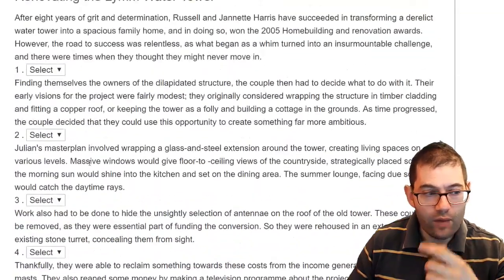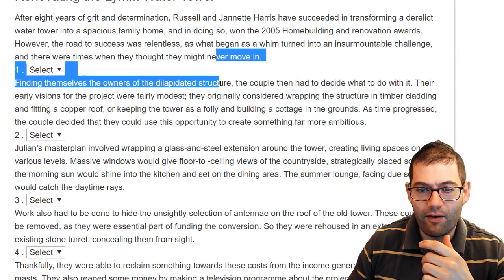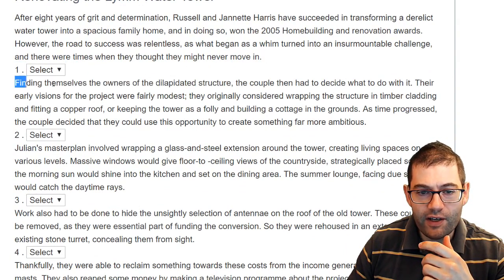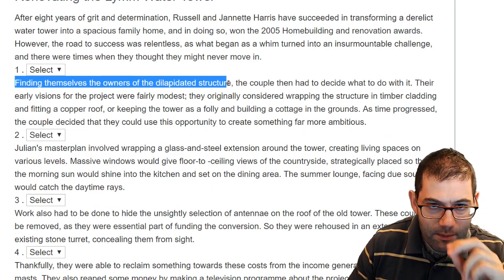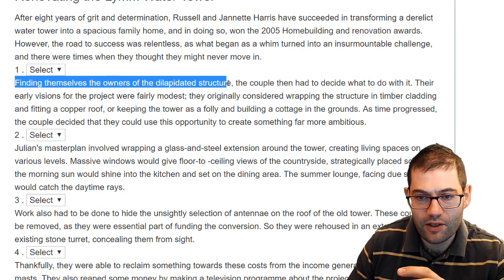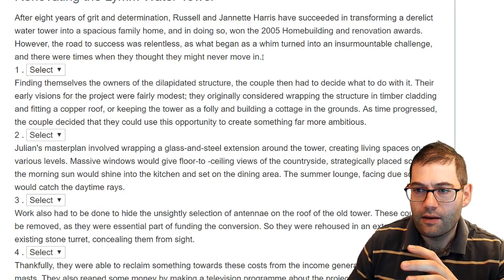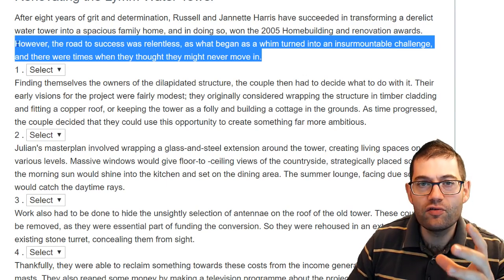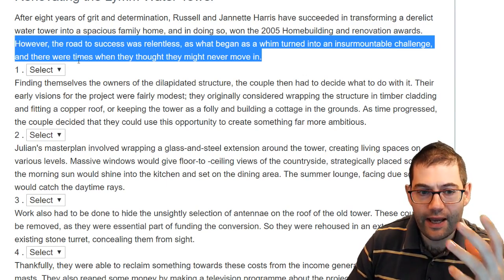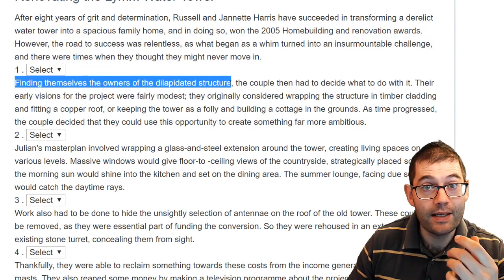Now, if we go back to the beginning, then we might assume that between this paragraph and this paragraph, it says, first of all, finding themselves the owners of the dilapidated structure. So we've identified that important piece of vocabulary as we're reading through. So here they've bought. It introduces the fact that they might buy it, or they had ideas to buy it, and then this paragraph talks about them actually owning it.